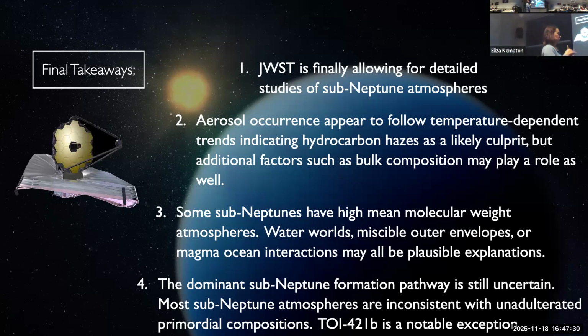At least some of the sub-Neptunes have high mean molecular weight atmospheres, so we're trying to understand if that is due to the existence of water worlds, water soot worlds, miscible envelopes, so atmospheres that are water and hydrogen mixed, or magma ocean interactions. These are all plausible explanations, so we need more observations to distinguish between all of these different scenarios. And the dominant sub-Neptune formation pathway is still uncertain, but most of the sub-Neptunes that we've observed have atmospheres inconsistent with pure primordial primary atmospheres, with TOI 421b being a notable exception.